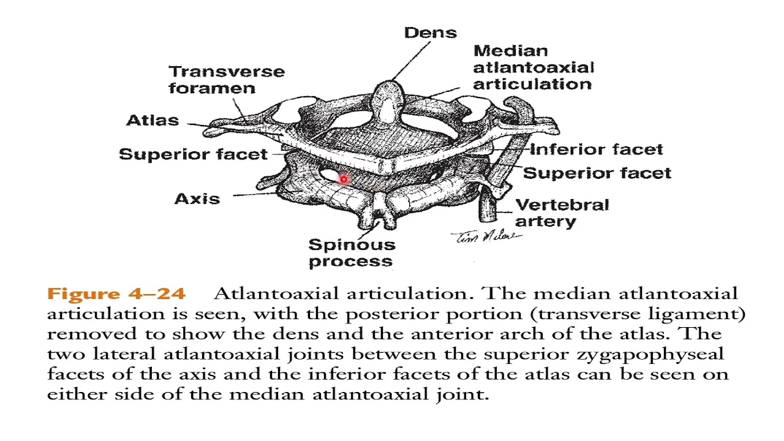So this is the atlantoaxial articulations. You can see here this is the medial atlantoaxial articulation, and this is the left lateral and the right lateral atlantoaxial articulations. The inferior facet or zygapophyseal facet of your atlas articulates with the superior facet of your axis to form the facet joints. Two facet joints on the two sides and the single medial atlantoaxial articulation in the anterocentral aspect of the vertebral column. So this has been supported by your transverse ligament.